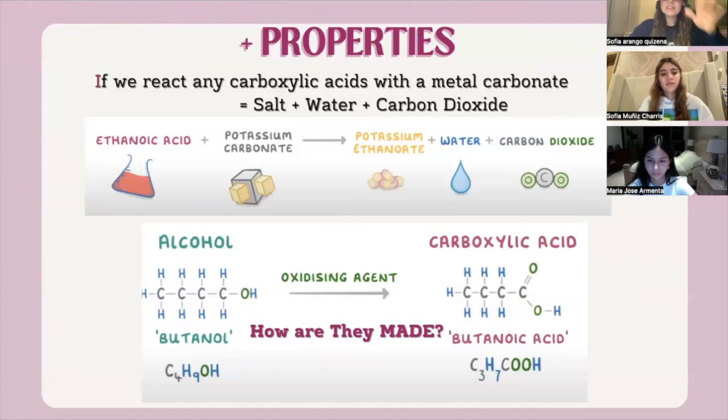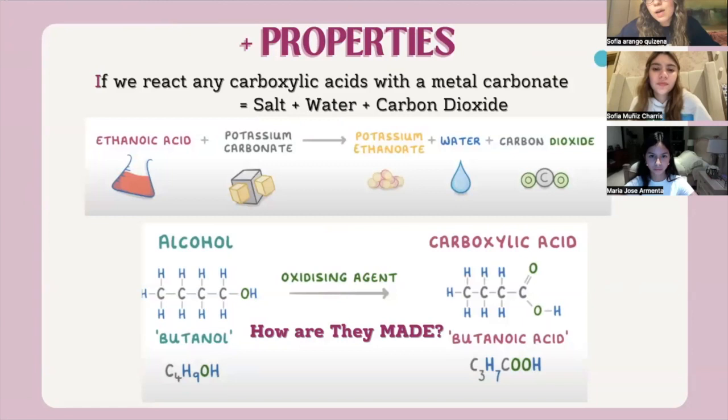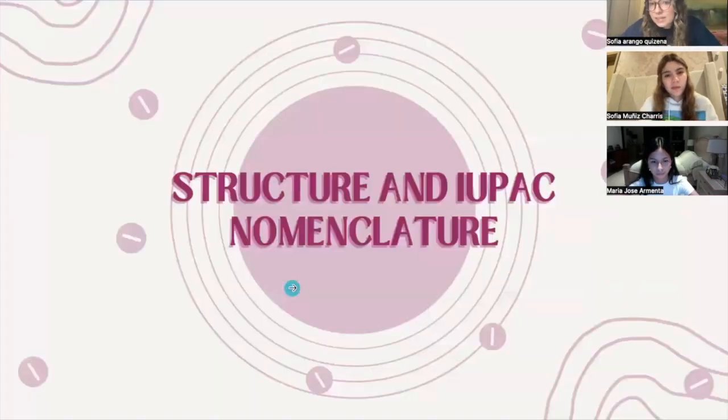Other properties: if we react a carboxylic acid with a metal carbonate, we produce salt, water, and carbon dioxide. An example is ethanoic acid. When it reacts with potassium carbonate, we produce a salt, water, and carbon dioxide. And how are these made? We're going to go deeper into how they're made, but very briefly, if we take an alcohol, it can be butanol, and then we take an oxidizing agent, we produce a carboxylic acid.